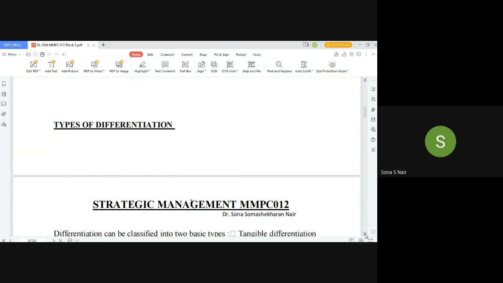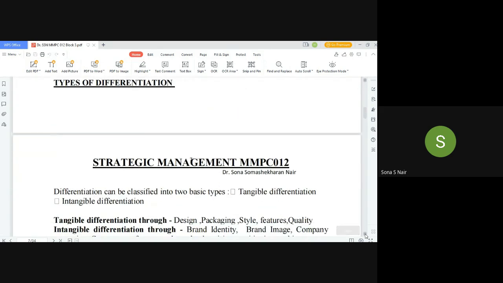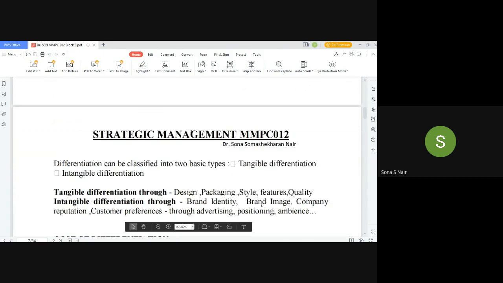Differentiation can be of two types, like we said: tangible differentiation and intangible differentiation. Tangible differentiation is design, packing, style, features, quality of the product, and intangible is through brand identity, brand image, company reputation, customer preferences. And how do we do intangible differentiation? Because we are not offering anything in concrete form to the customers. We do it by advertising, positioning it in a different way, by creating a different kind of an ambience in the stores. So that is all intangible differentiation.